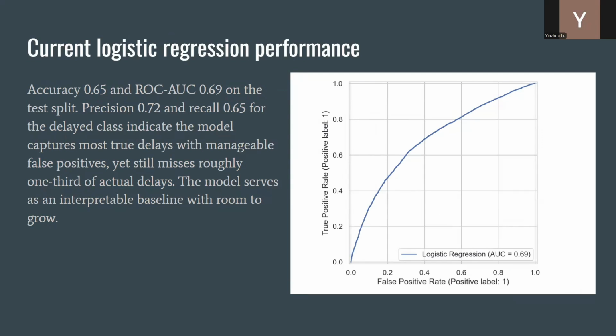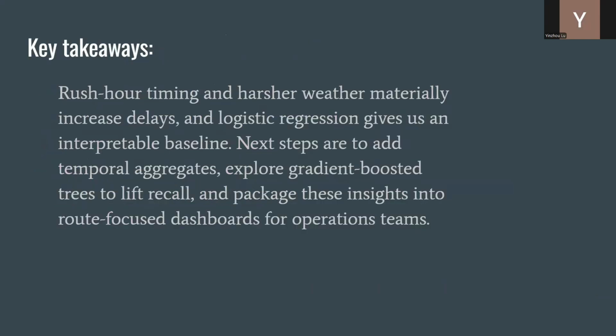It standardizes numeric columns, one-hot encodes categories, and evaluates on a stratified test split. The ROC curve and the confusion matrix show 0.65 accuracy, 0.69 ROC AUC, plus 0.72 precision and 0.65 recall on the delay class. That means we catch most of the true delays without too many false alarms, yet we still miss roughly 1/3 of them. Here are some key takeaways.